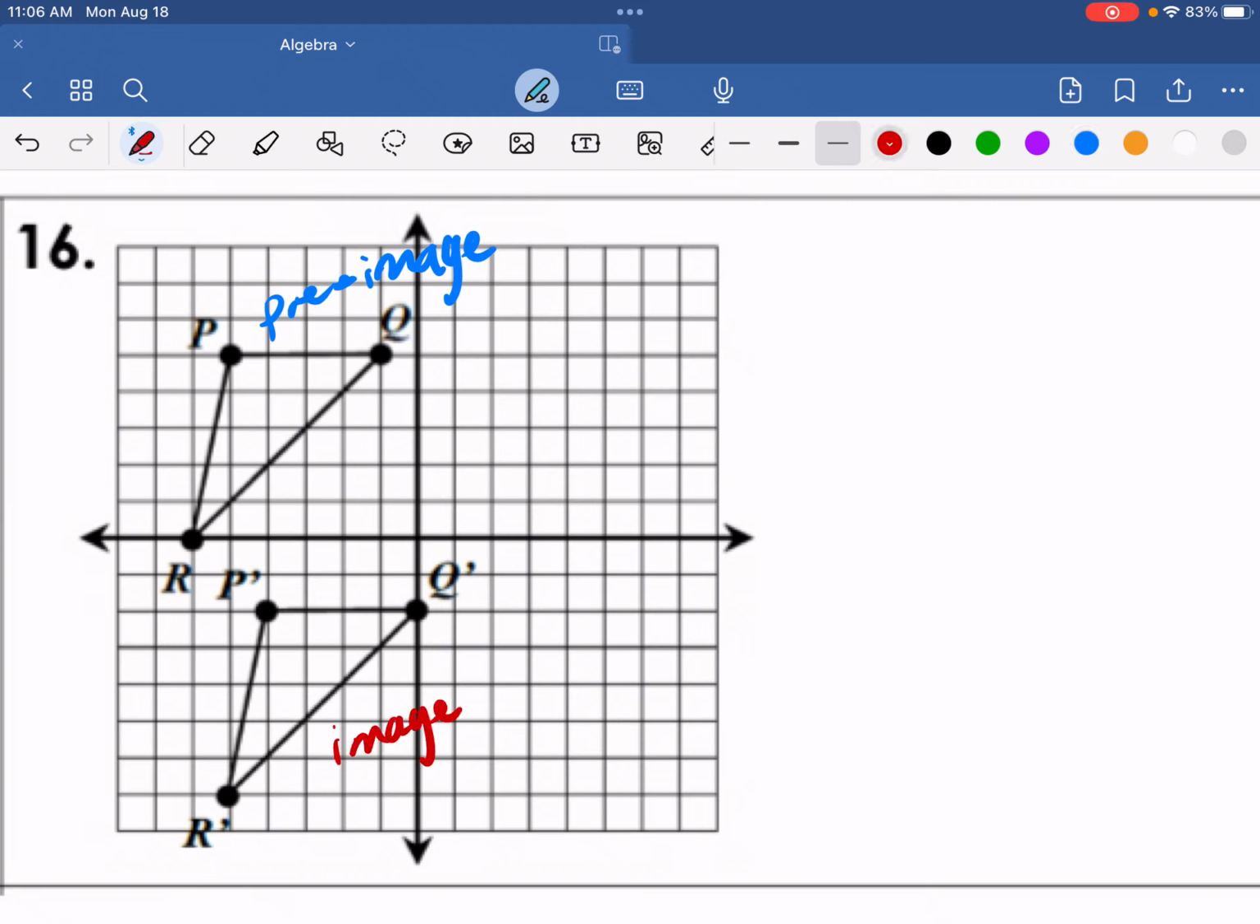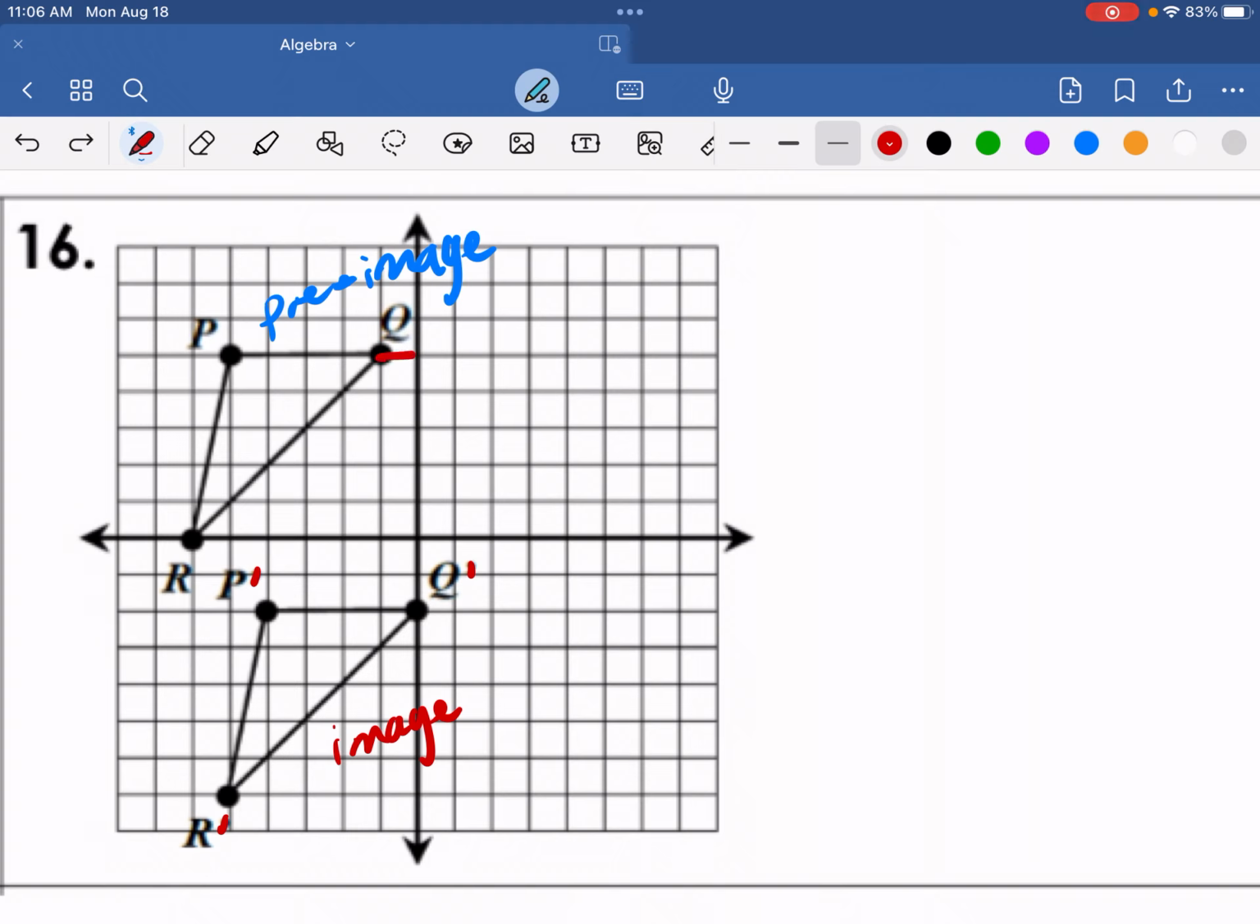How do we know? Because it has these little tallies. So that's the second one, right? P prime, Q prime, R prime. Okay, so you want to go from P to P prime, Q to Q prime. I'm going to go from Q to Q prime. Okay, so from Q, how am I going to get to Q prime? How do I go there?